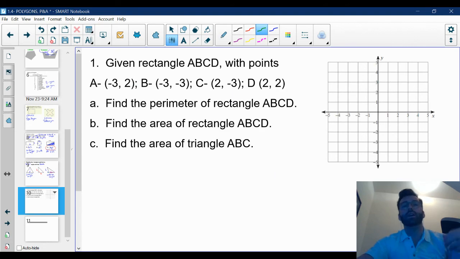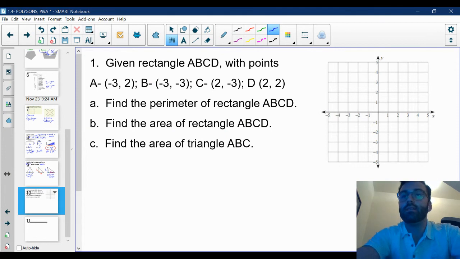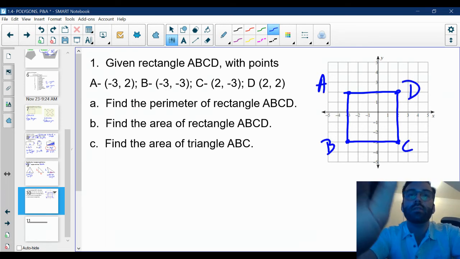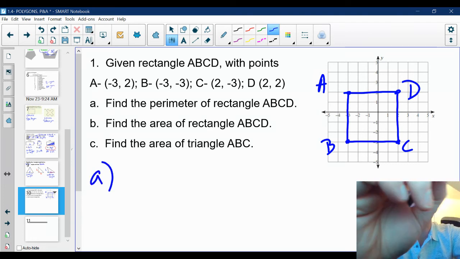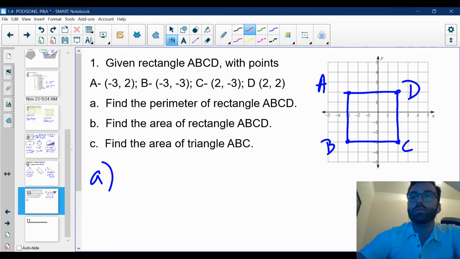All right, so given the rectangle ABCD with the following points: A is -3, 2. B is -3, -3. C is 2, -3. And D is 2, 2. So I have A, B, C, and D. First question, part A asks to find the perimeter. Again, the perimeter is just the distance around a shape, so I need to add up all the sides, or find the length of each side.